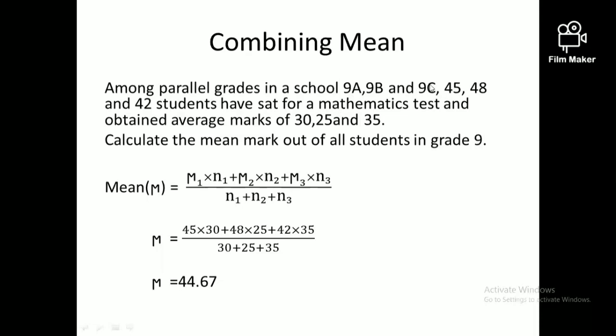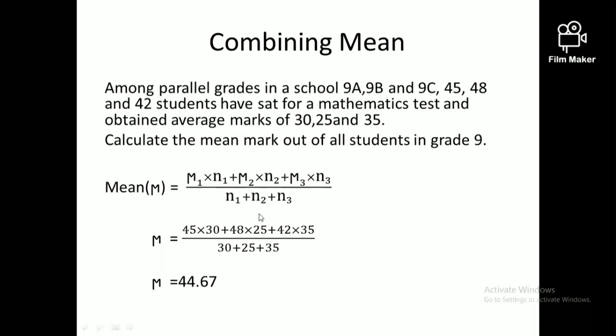So you can multiply 45 by 30. Second class there are 48 students, average is 25, so you can multiply 48 by 25. The third class there are 42 students, average is 35. Therefore you can multiply 42 by 35. That is the sum of information.